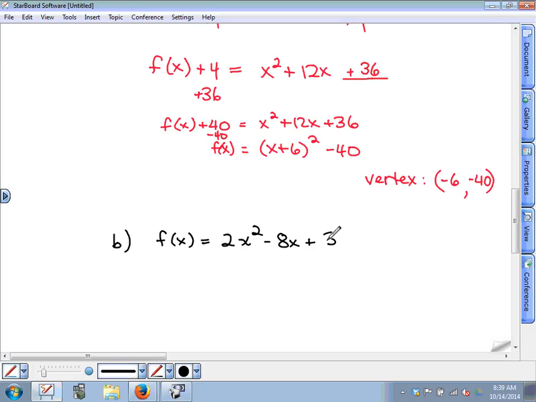Now some instructors kind of just move it over and keep it on the same side. You can do it that way if that's how you learned it. I just find more mistakes when it's done that way for some reason, just arithmetic mistakes. So I tend just to move it all the way over to the other side just to get rid of it. So I'm going to subtract 3. F of x minus 3. Now here's where it's different.